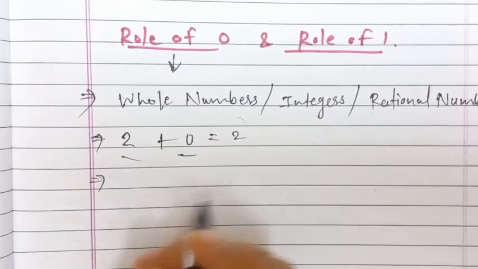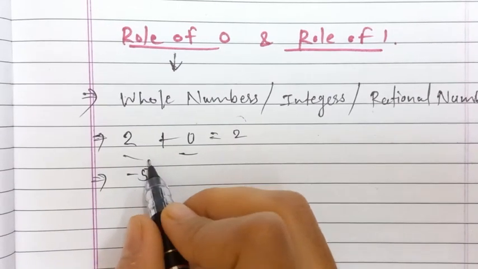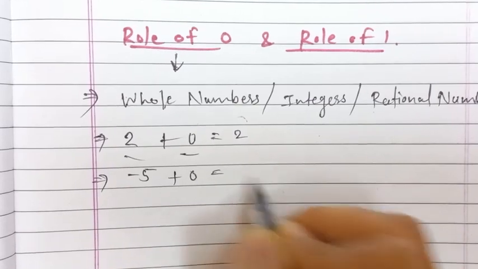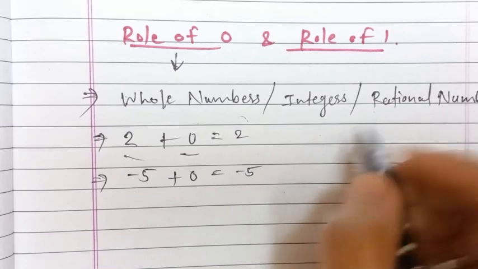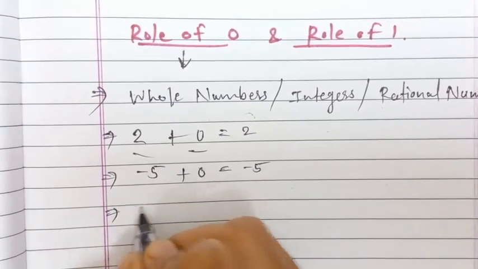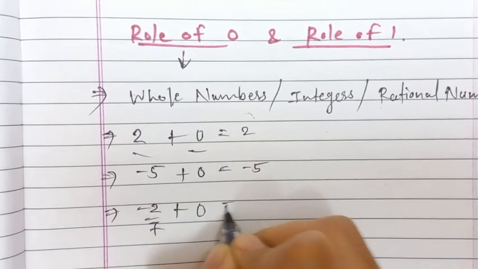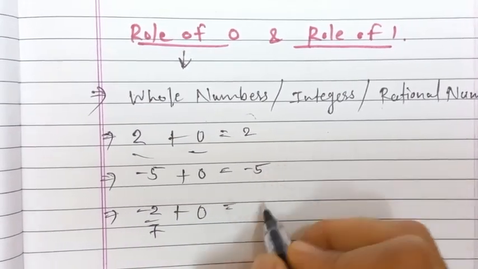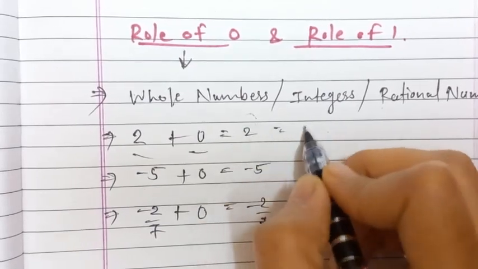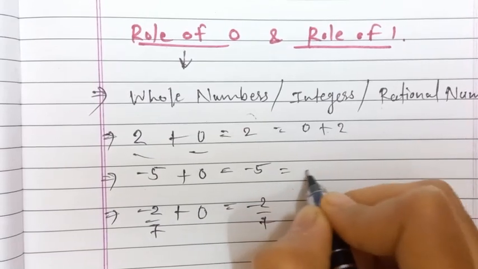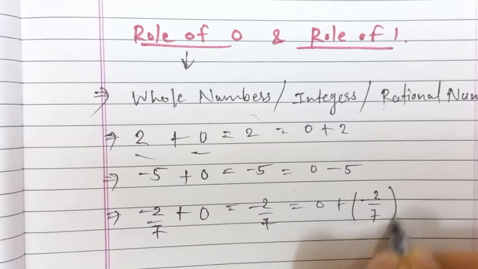Now take an integer, let's say -5. Adding 0 to this integer, we get -5. Let's take a rational number -2/7 plus 0. So we get -2/7. So 2 is equal to 0 plus 2, -5 is 0 plus -5, and -2/7 is 0 plus -2/7.